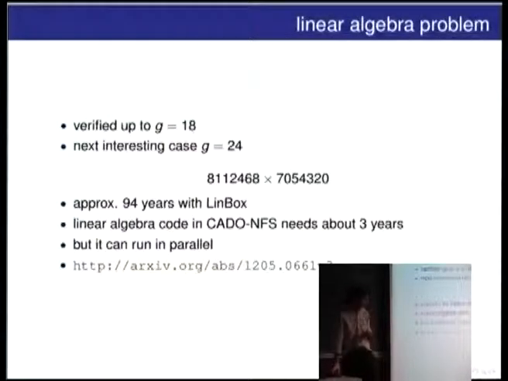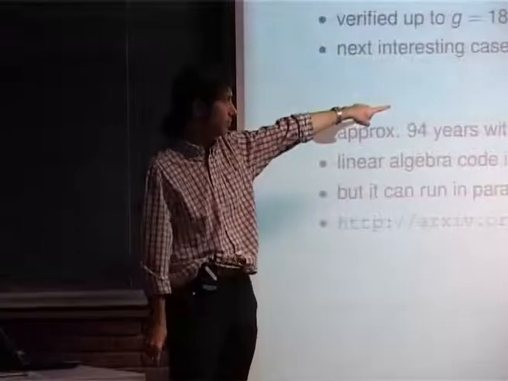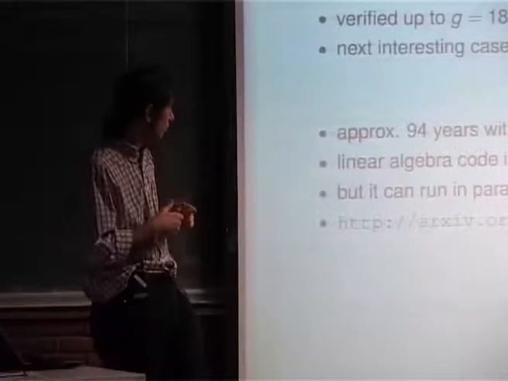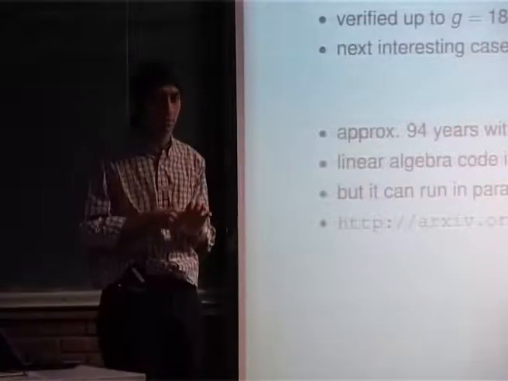OK, so for a conclusion, to go back to the linear algebra problem, as I said, the G16 case was easy. It took 11 minutes. The G18 case also worked. And this was later written up in a paper. The next interesting case happens to be the genus for 24 case, where the matrix has a huge size. And if you want to use Limbox to compute this, it will be 94 years of CPU time.